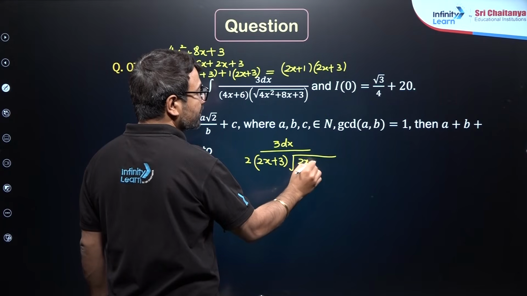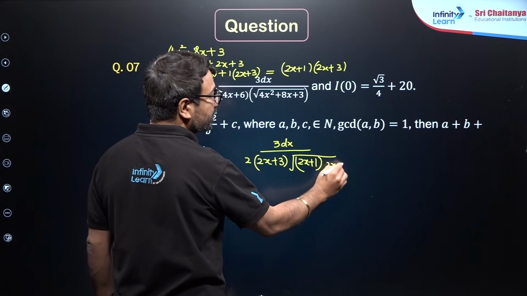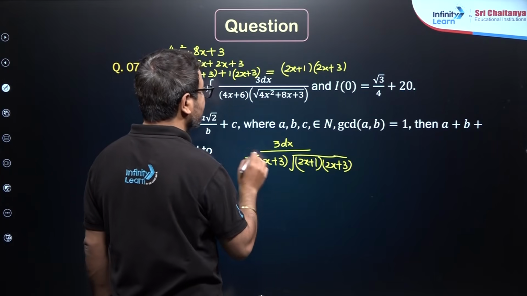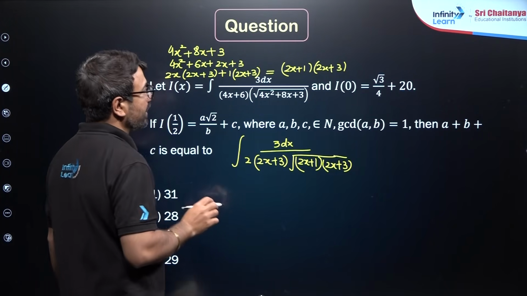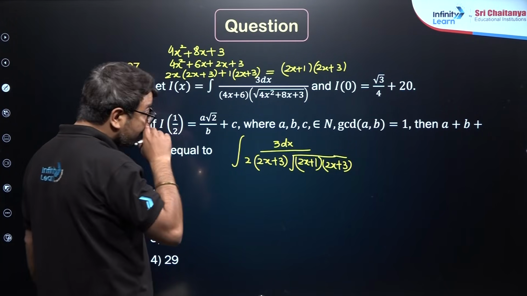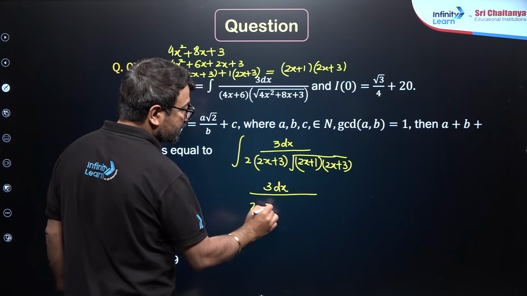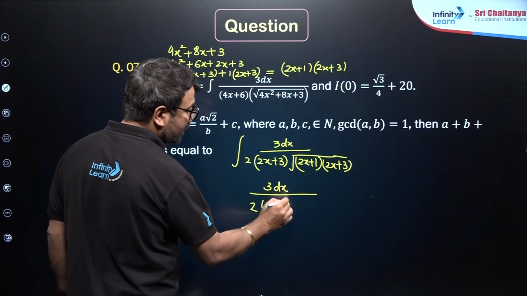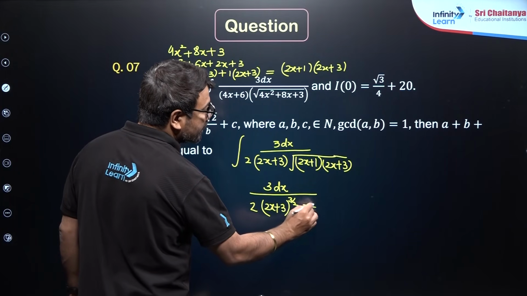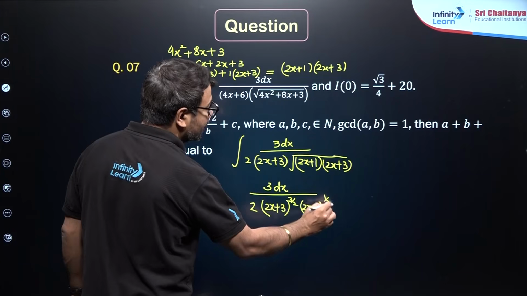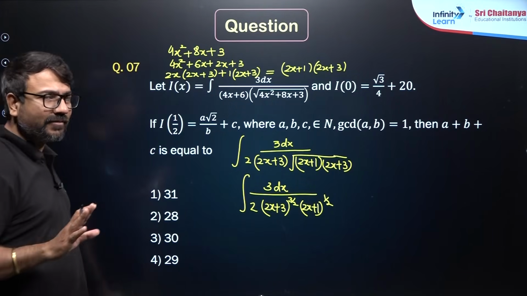So it is 2x plus 1 times 2x plus 3, and then, my dear student, this entire expression has to be integrated. So you will be able to see here 3 dx whole divided by 2 times 2x plus 3 raised to the power 3 by 2 and 2x plus 1 raised to the power 1 by 2. This is the integration we are left with.